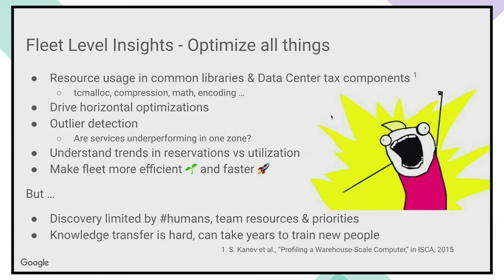We can also try to understand if services running in one specific zone or location are underperforming compared to others, find outliers, and observe the overall utilization of the available resources. All of this can help us make our services and fleet more efficient and fast.